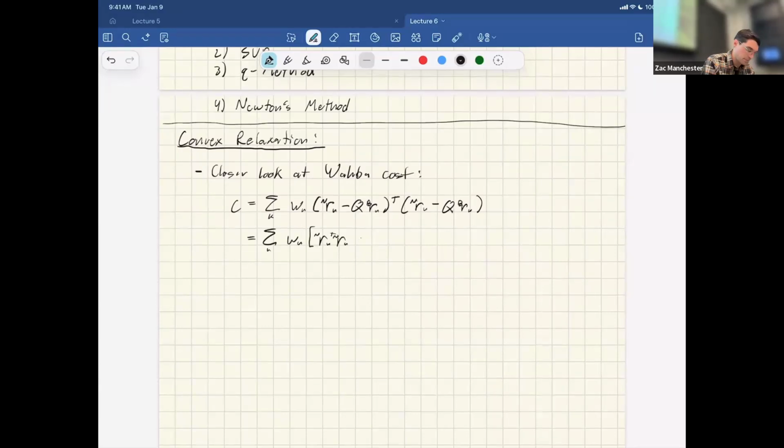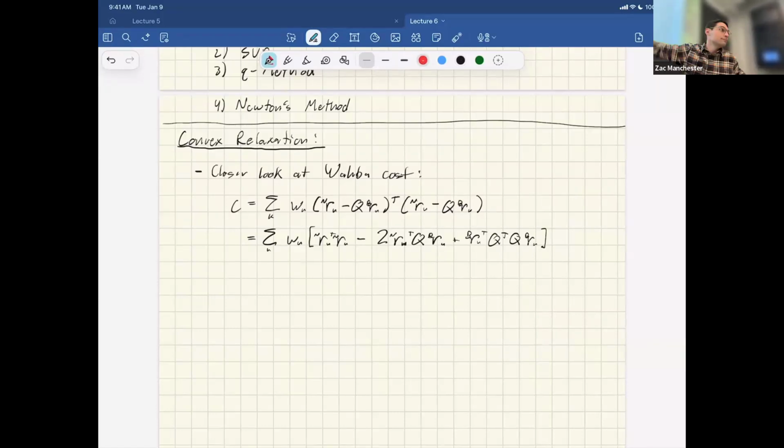Then we're going to get the cross terms in the middle, and I'm going to group those together and write that as 2Rn transpose QRB. And then we get the last term that looks like RB transpose Q transpose QRB. Okay, now let's take a closer look at this.